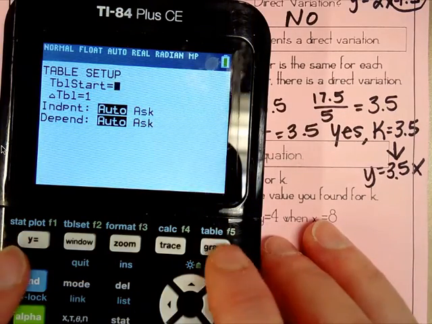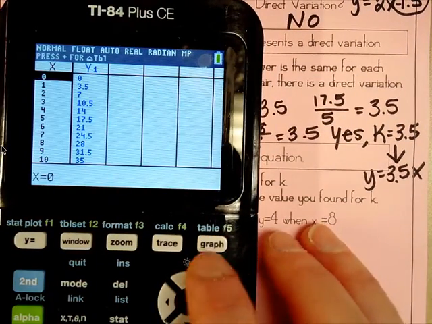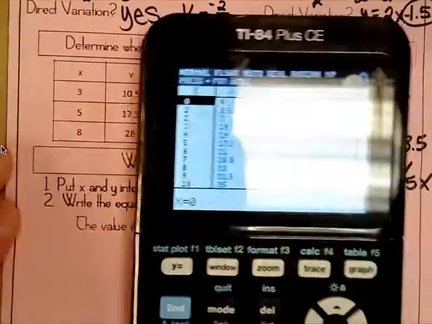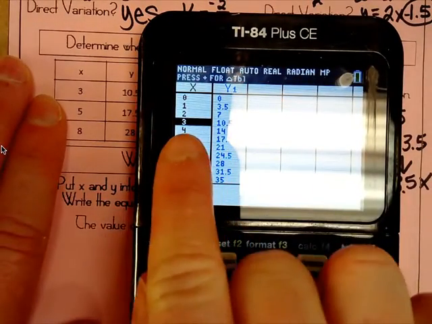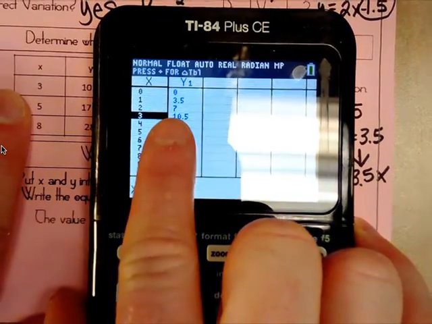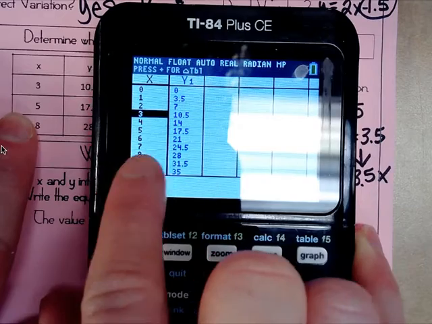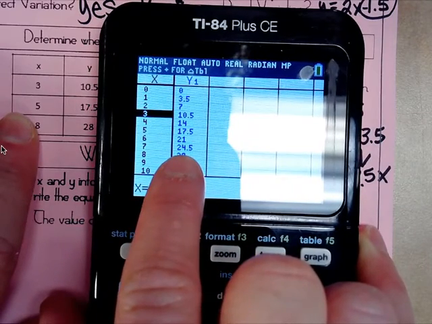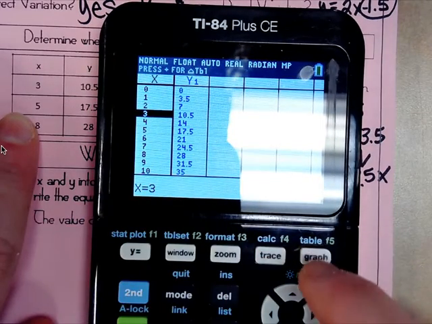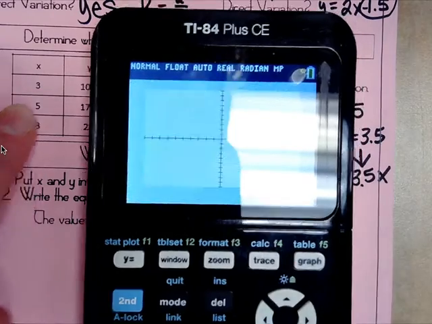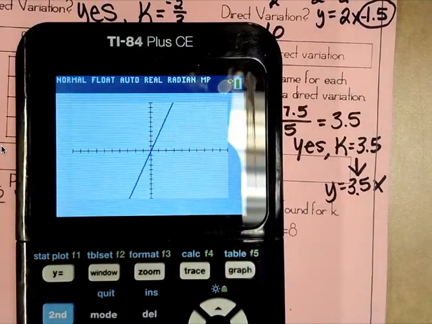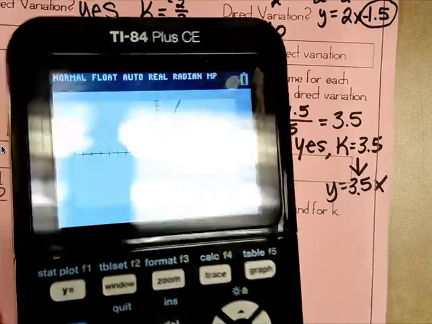And now go back to the table, second graph. All right, so now that looks better. Let's see if this matches. 3 with 10.5. Yep. 5 with 17.5. And 8 with 28. Okay, cool. Now go to graph. And let's look at how it's graphed. It goes through the origin again. So direct variation always goes through the origin. So that's going to be important to know.